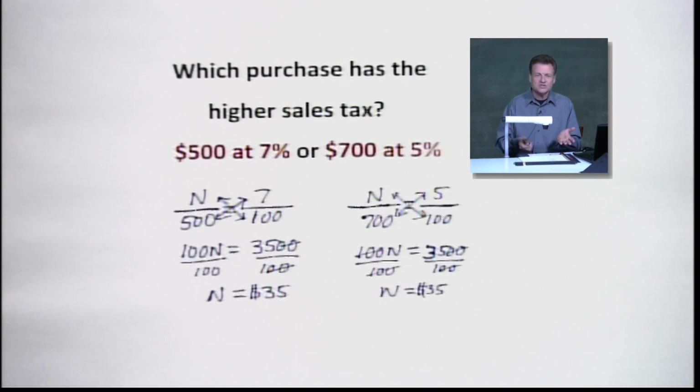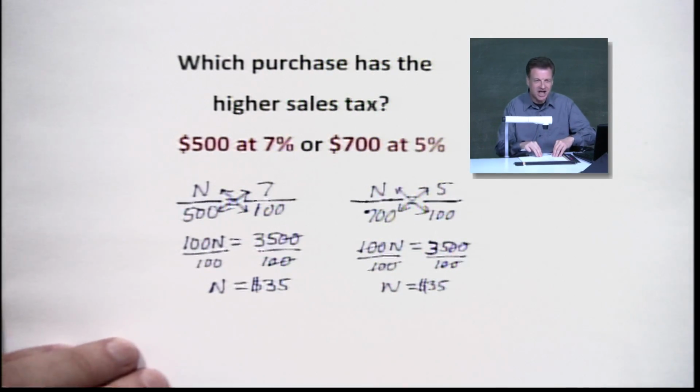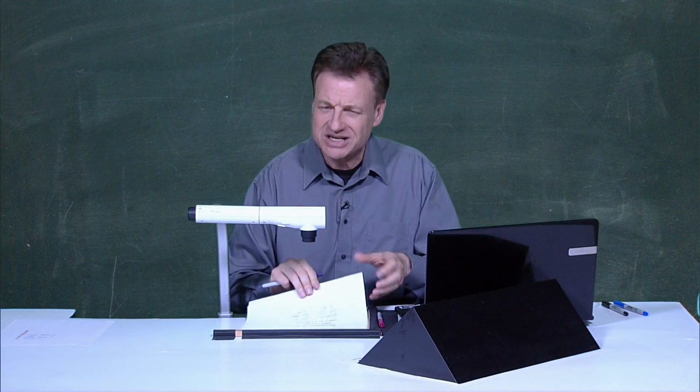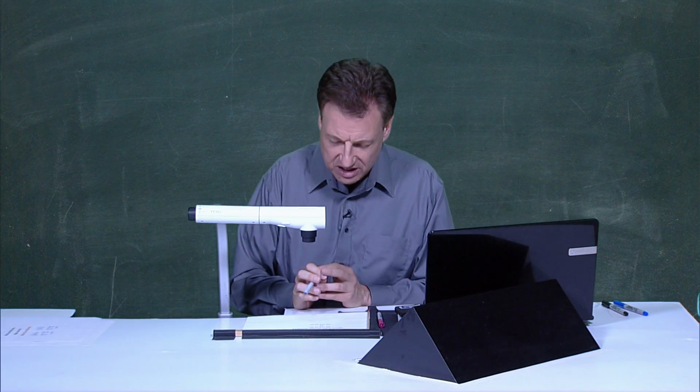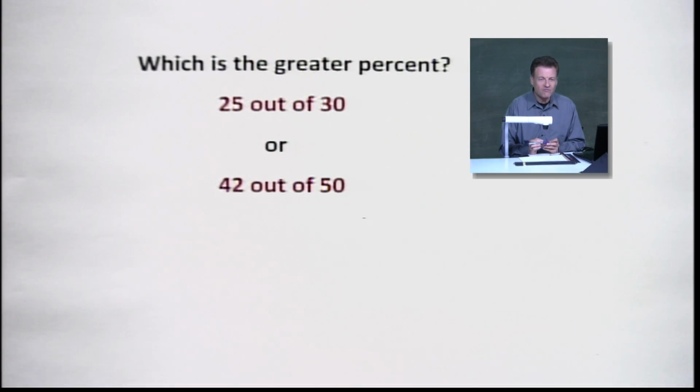It's the same thing. So which purchase has a higher sales tax? They're the same, one and the same. That's pretty awesome. But that, folks, is the power of percents. Let's take another look at another little guy here. How about this one? 25 out of 30 or 42 out of 50. Who has the greater percent?